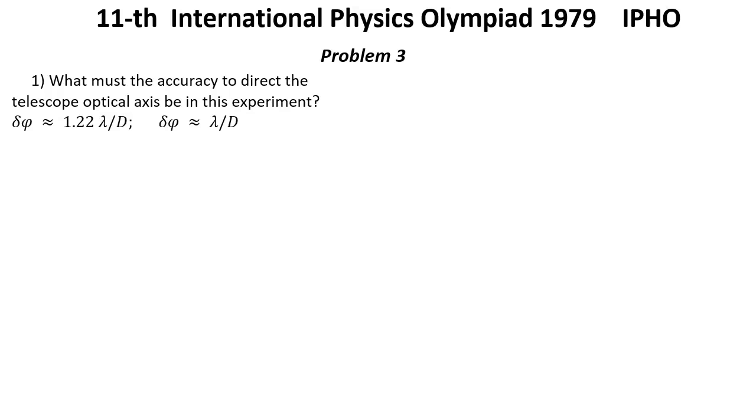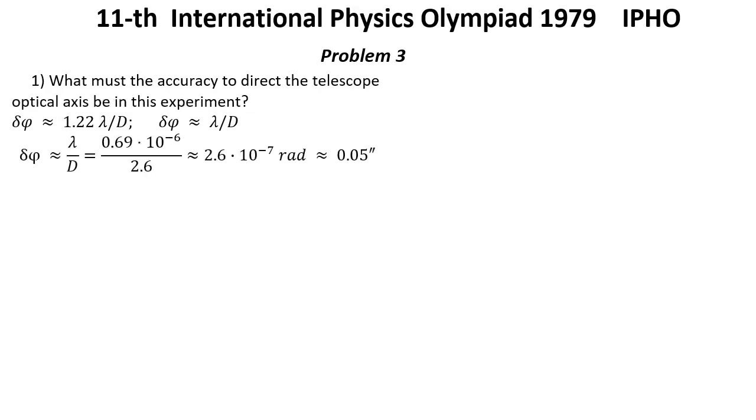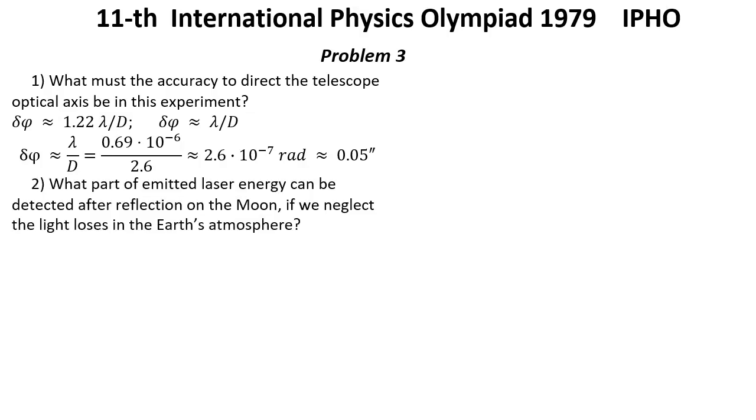of the telescope. So we have delta phi approximately equal lambda over d, or about 2.6 multiplied by 10 power negative 7 radians, or approximately 0.05 seconds.